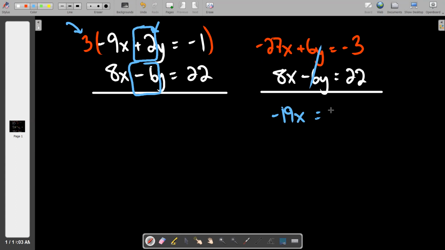Negative 3 plus 22 is positive 19. Divide both sides by negative 19, and you get x equals negative 1. And again, the answer then, I'll put it up here in the corner, is negative 1, comma, who the heck knows? And the who the heck knows gets solved by putting the half that we know back into any equation that floats your boat.